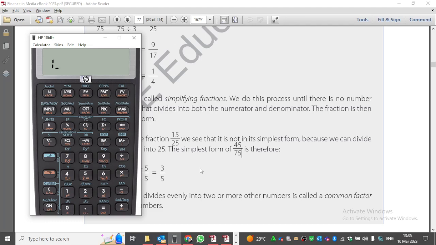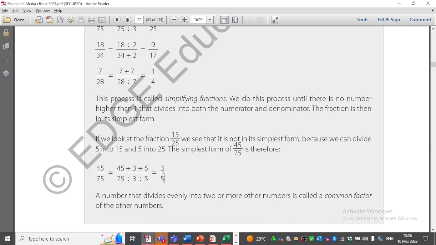Yes. So we're going to say 15 divided by 5. This will give us 3. And then we're going to say 25 divided by 5, giving us 5. So the simplest fraction that we can get for 45 over 75 is actually 3 out of 5. It has the same value as 3 out of 5.